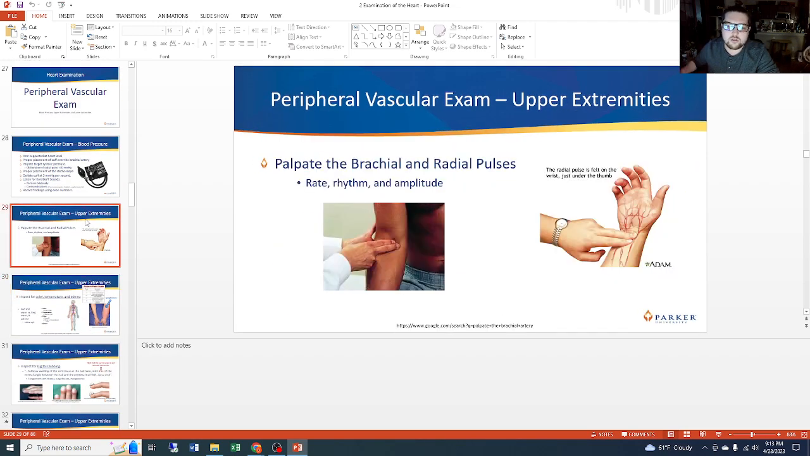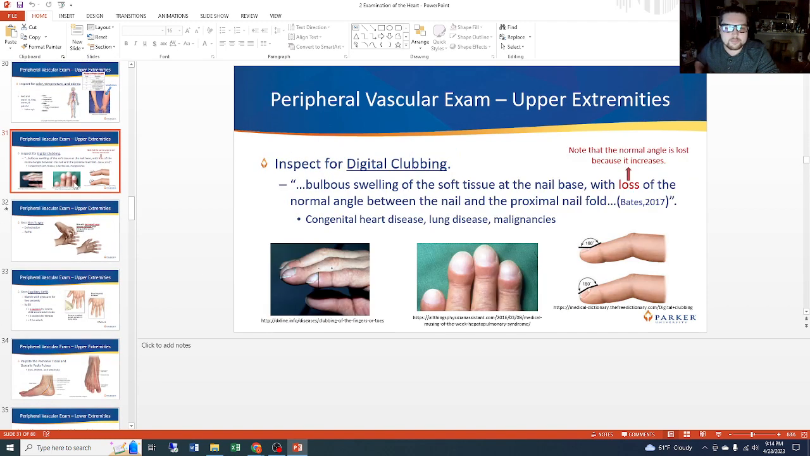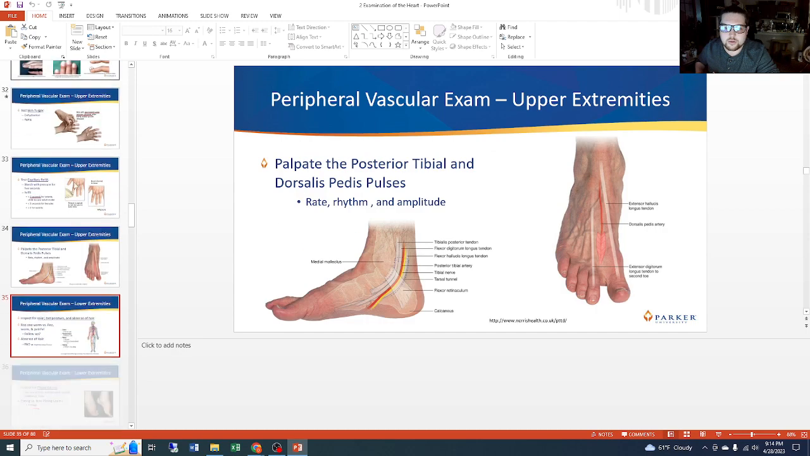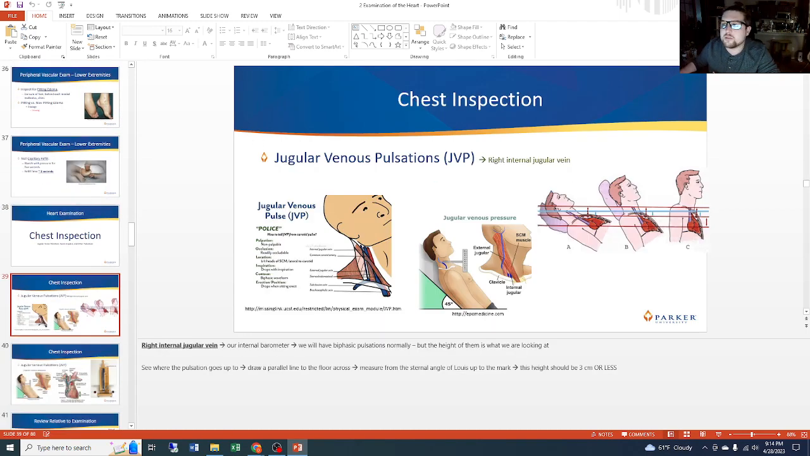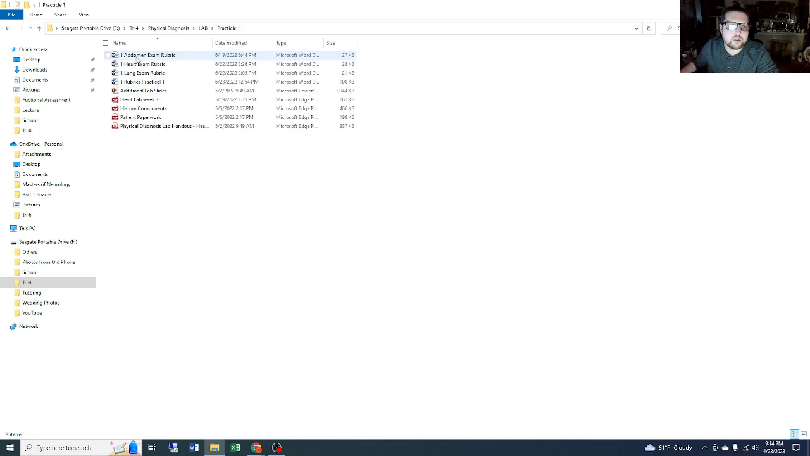So this is a really good idea. Add as much as you can to these slides as you go through them. The most important part of this class is actually going to be in the lab, which is why I give you the rubrics. The rubrics themselves are completely laid out with exactly what it is that you need to say.